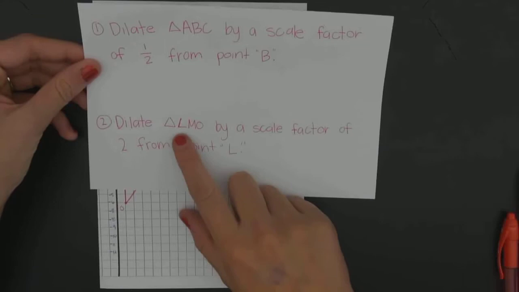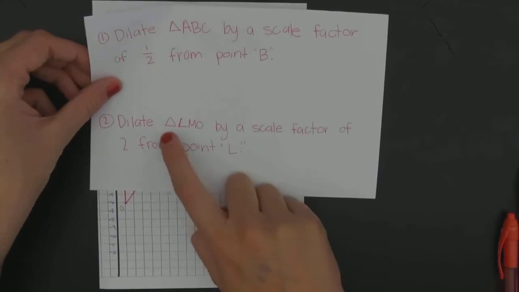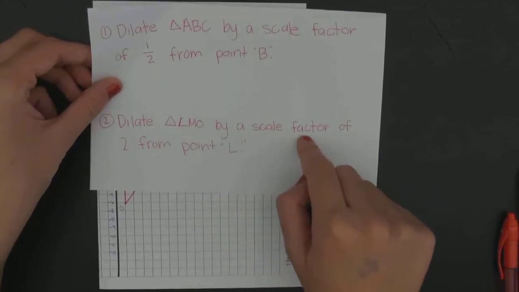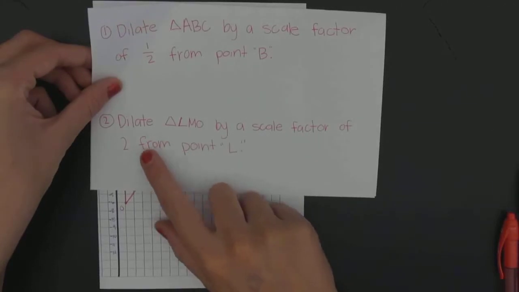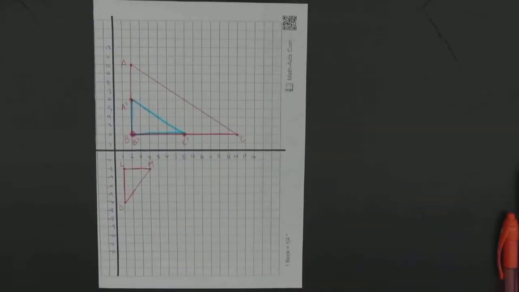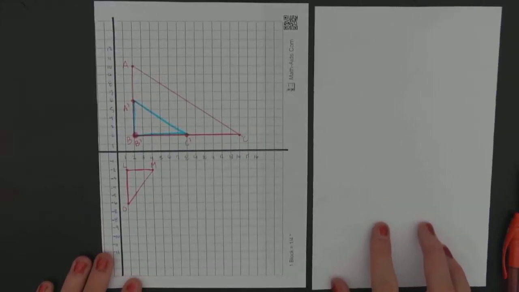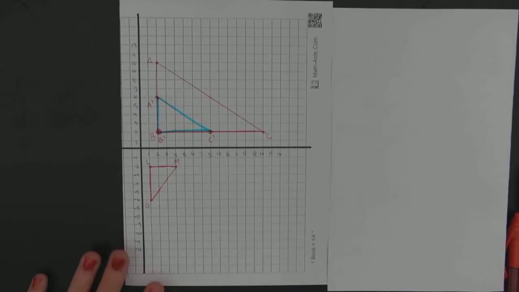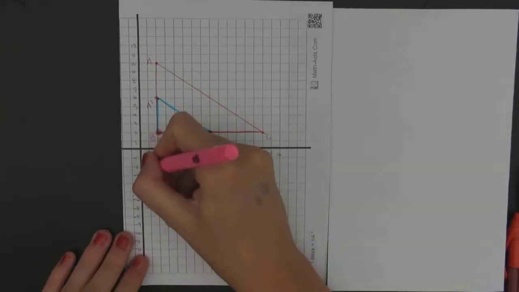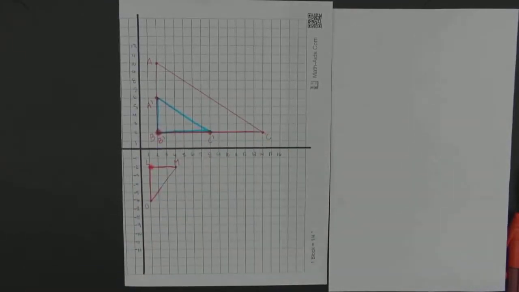So the next question says, dilate triangle, that's supposed to be an L, I'm sorry. Dilate triangle LMO by a scale factor of 2 from point L. So I'm going to put a dot at point L to help us remember. That's where we're dilating it from. And I want to do a scale factor of 2.